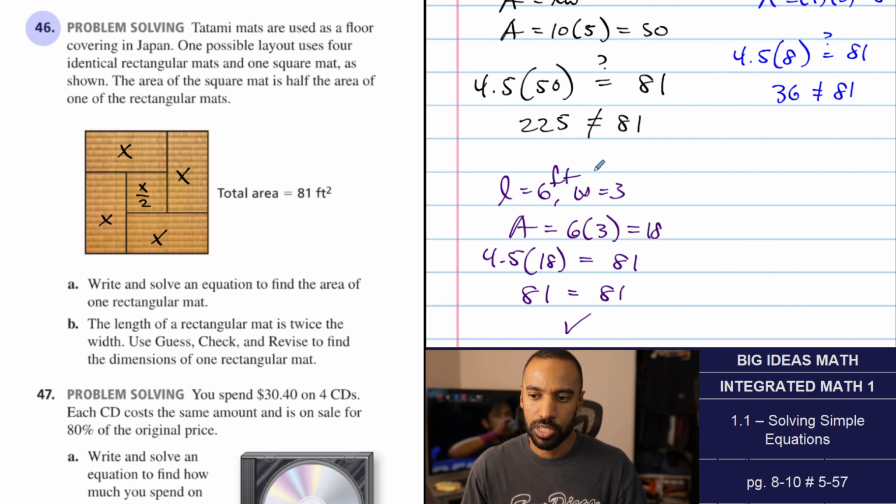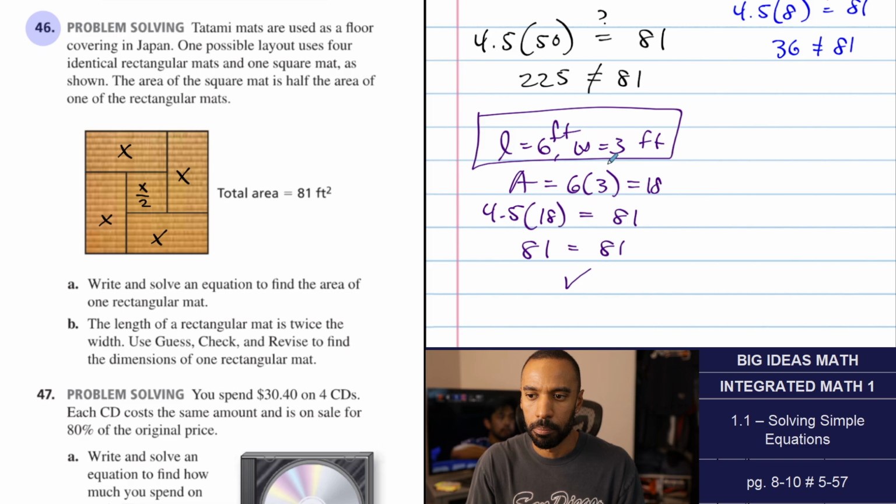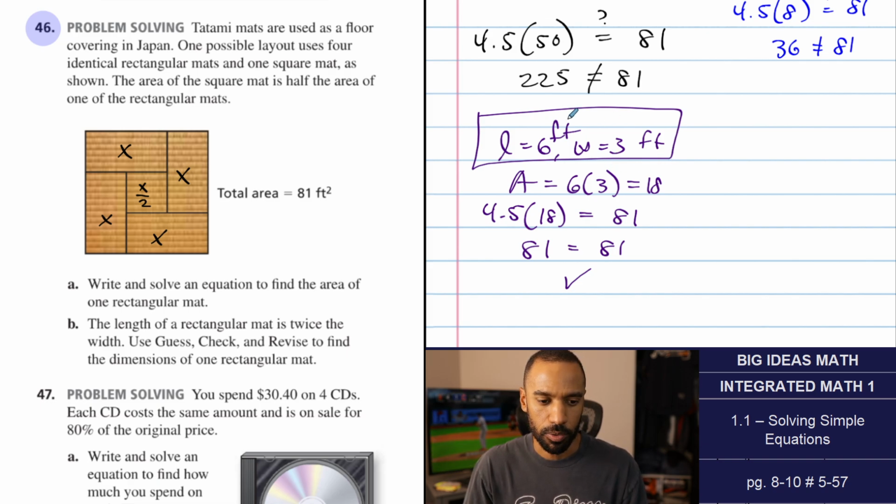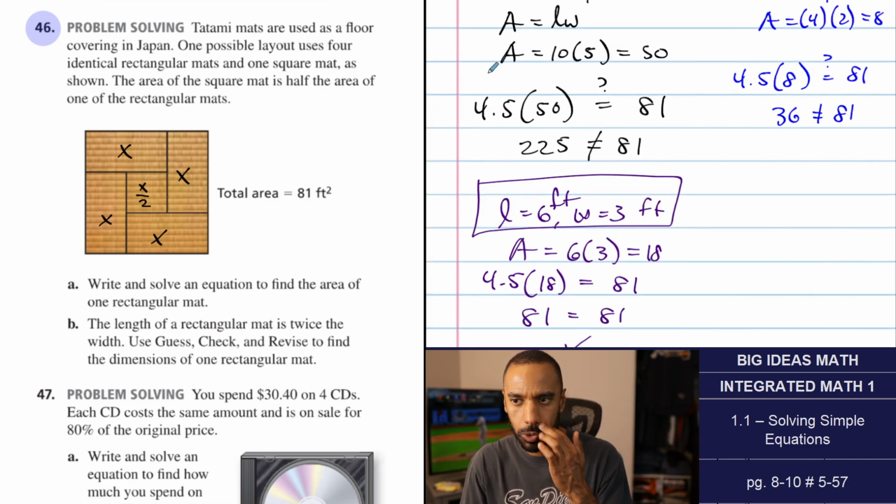So the length is 6 feet. The width is 3 feet of each rectangular mat. That is our part B. There's my guess, check, and revise. There are other ways we could have done this. I think that's where in the book they talked about different strategies you could do.